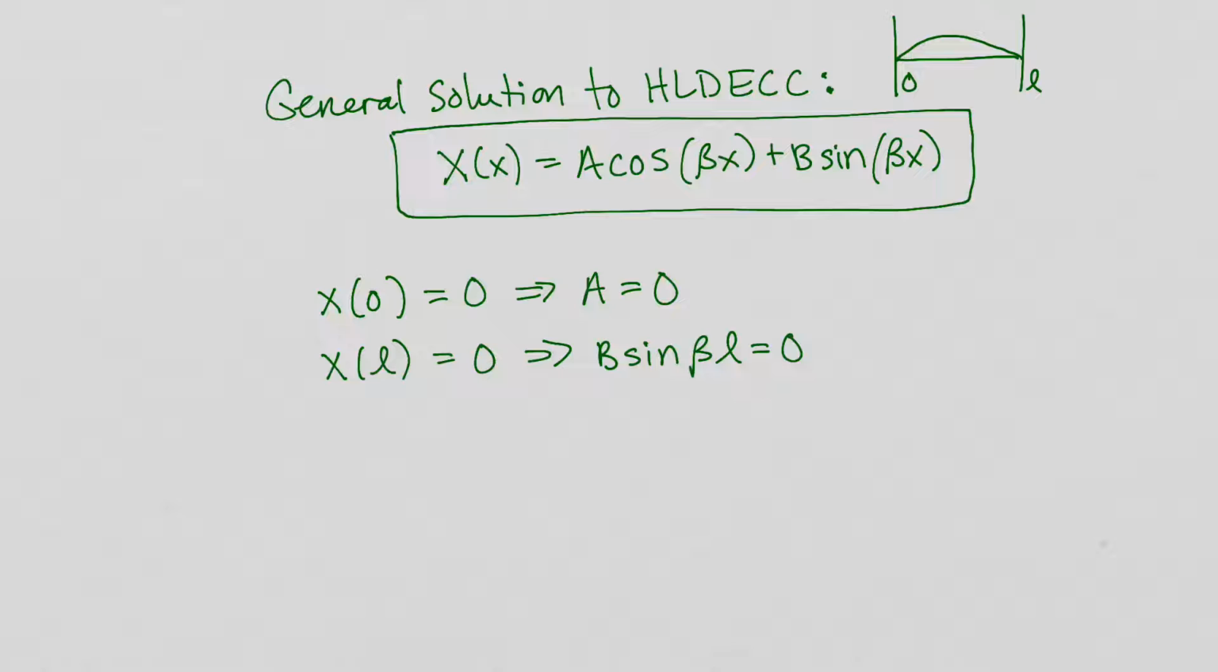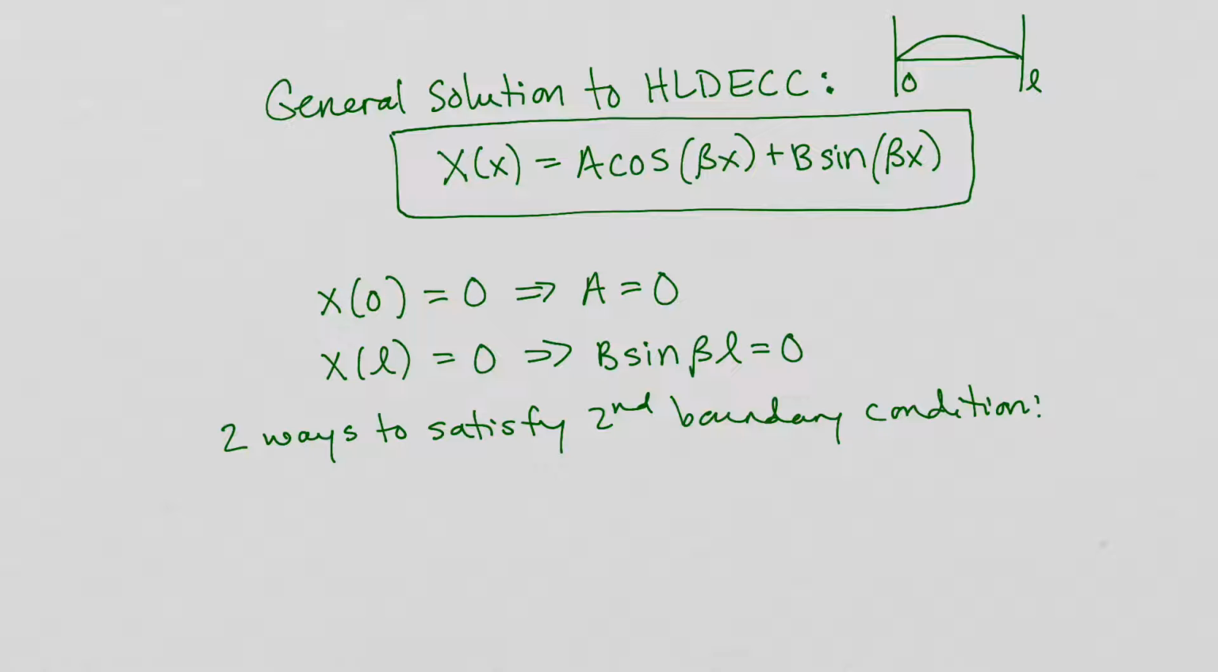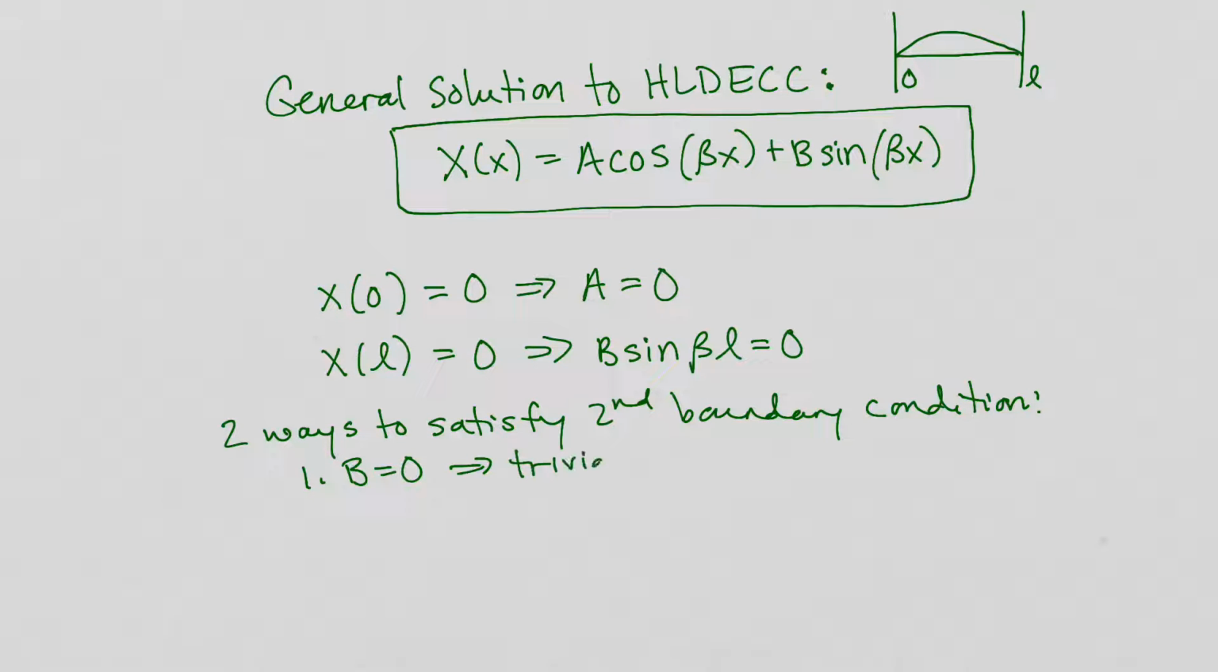Now let's think about this a little bit. There are two ways to satisfy our second boundary condition. The first is, well, we can just say that our B equals 0, but since A is already 0, that's just going to lead us to what we call a trivial solution, or an unhelpful solution for us. This does not get us anywhere interesting. Another option would be for this sine beta L part of our expression to be the part that equals 0. So we could have sine beta L equal to 0.